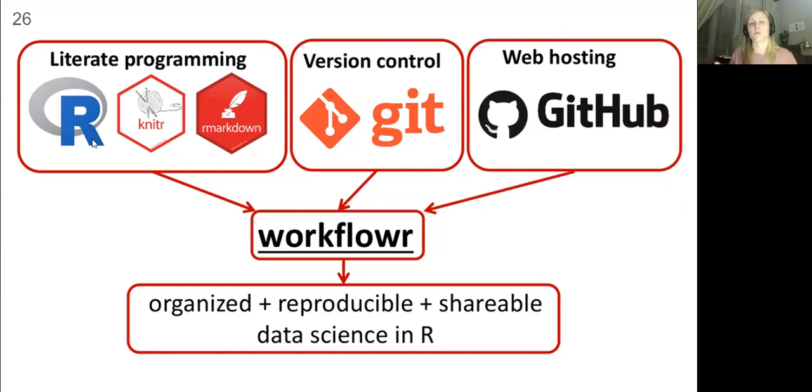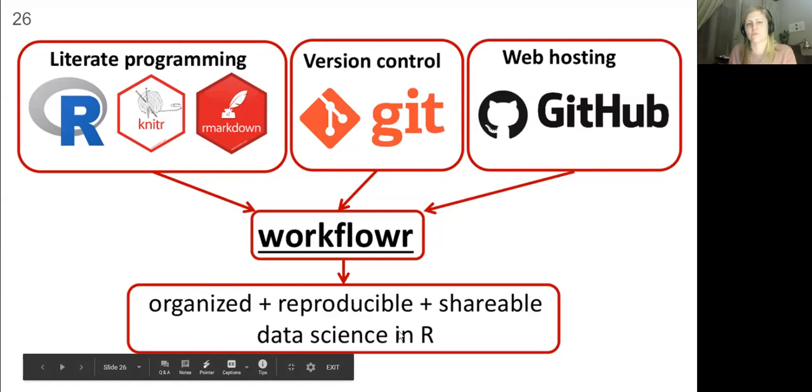You can also, in R Markdown, for those of you who haven't used it before, write LaTeX equations. It's very, very nice. You control your versions with Git, and then you host it on GitHub so that it's accessible. You can then share that publicly or privately, so it's really reproducible code. Okay, so organized, reproducible, shareable. Shareable is the GitHub, data science in R. So that's obviously their little slogan.